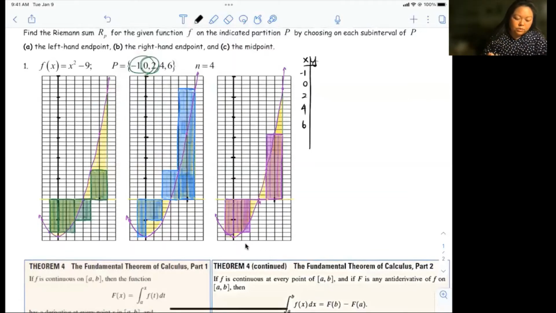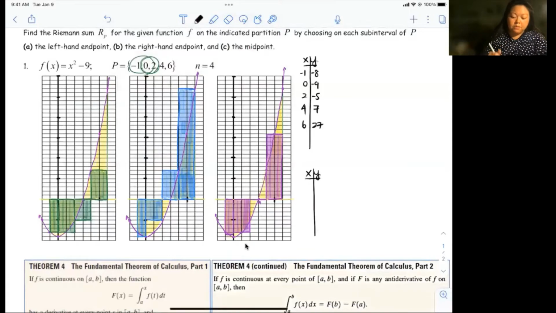I get -1 squared is 1, minus 9, that's -8. 0 minus 9 is -9. 2 squared is 4, 4 minus 9 is -5. 4 squared is 16, 16 minus 9 is 7. And then 6 squared is 36, minus 9 is 27. Don't forget, we need a second t-table because we need that MRAM, right?